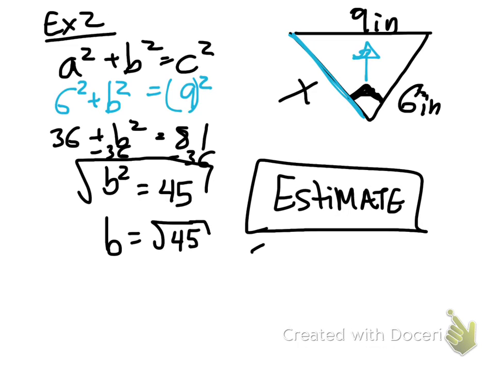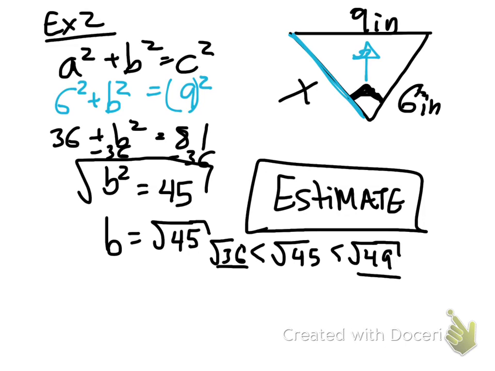Okay, so remember, you have square root of 36 is less than the square root of 45 is less than the square root of 49. The question is, 36 and 49, those are your closest perfect squares. So which one is this closer to? Well, between 36 and 45, the difference is 9. Between 45 and 49, the difference is 4. So you're going to say B is approximately, remember to use your approximate symbol, equal to 7. Because you're estimating, you're not saying it's equal to, but you're saying the closest perfect square is 49. So the closest square root is 7.